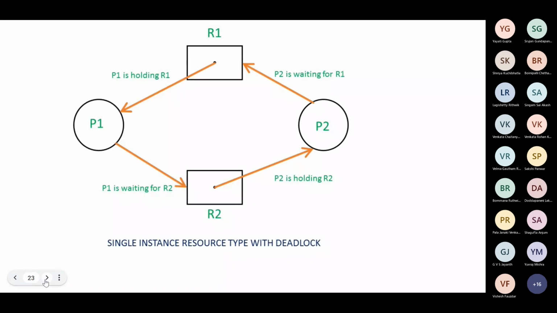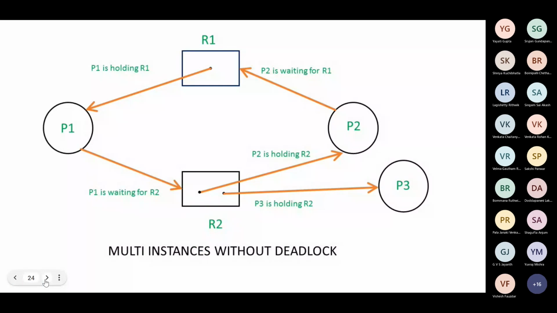This is the example of a single instance resource allocation graph. We have two resources, R1 and R2. We have two processes, P1 and P2. So we can see the arrow pointing from R1 to P1 shows that R1 is already held by P1 and P1 is requesting R2. So this is a resource allocation graph, and for multiple instances, next.